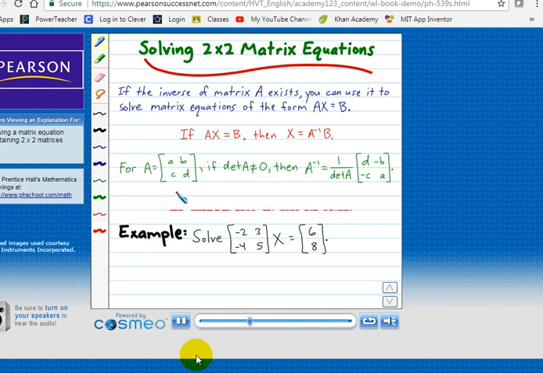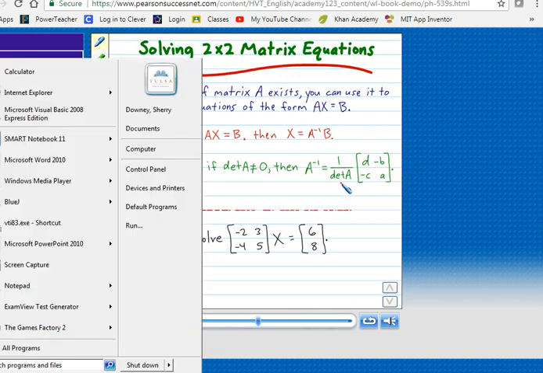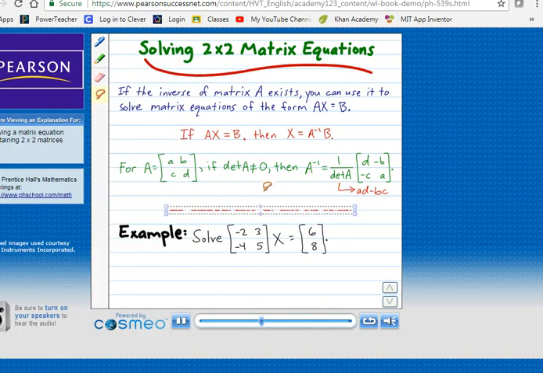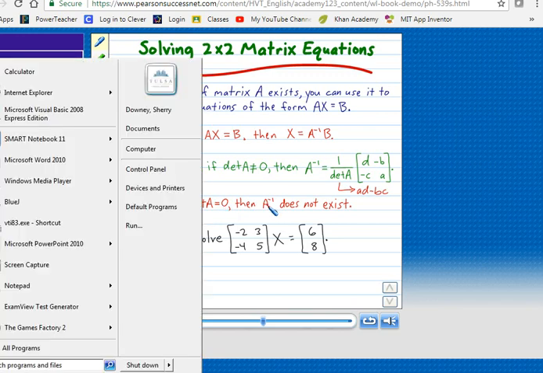Now let's talk about how to find the inverse of a matrix. For matrix A, which is a 2x2 matrix with the elements A, B, C, and D, if the determinant of A is not equal to 0, then the inverse of A equals 1 divided by the determinant of A times the 2x2 matrix with the elements D, the opposite of B, the opposite of C, and A. To find the value of the determinant of A, you can use the expression A times D minus B times C. A special note about finding the inverse of a matrix is if the determinant of A equals 0, then the inverse of A does not exist. So watch out for that situation.